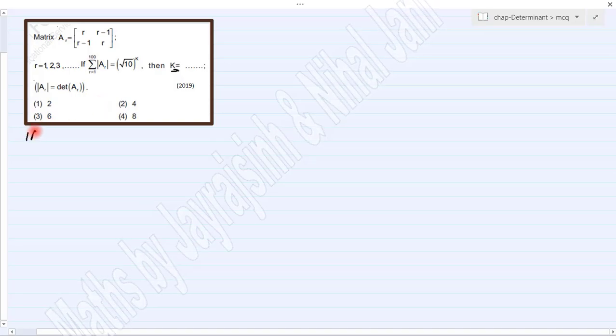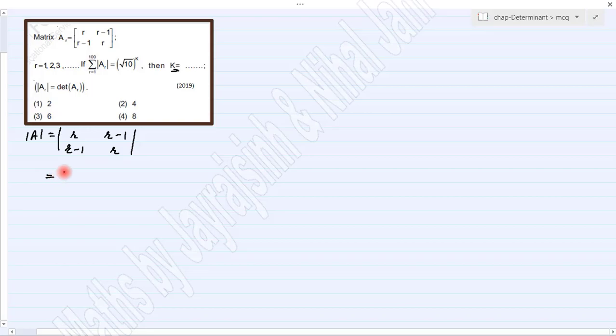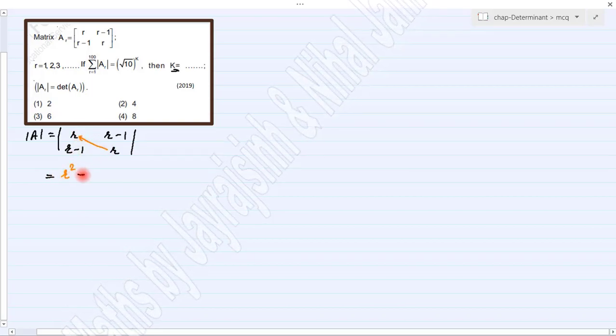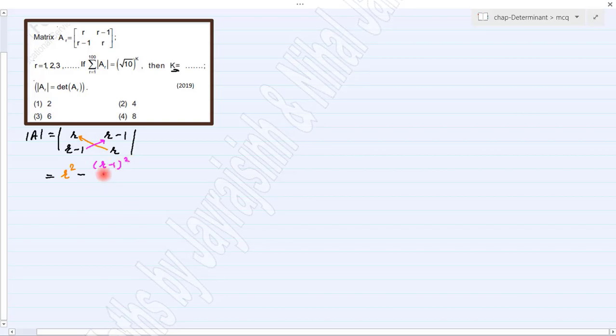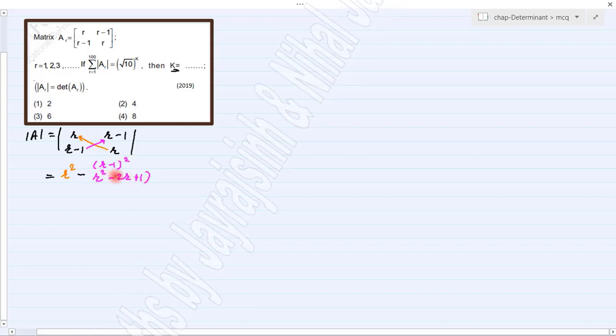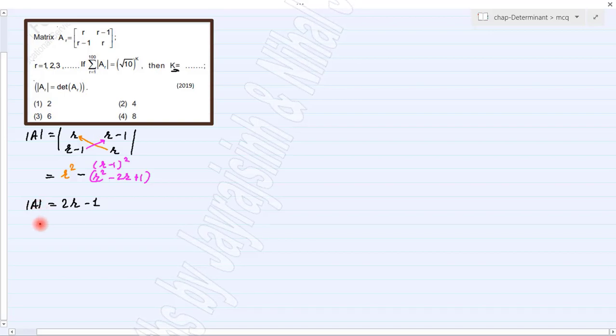So first of all, let's find out the determinant of A. For that, we have to cross multiply. R multiplied with R will give us R square, minus R minus 1 into R minus 1, which is R minus 1 the whole square, which can be expanded as R square minus 2R plus 1. So here we'll get 2R minus 1 as the determinant of A.